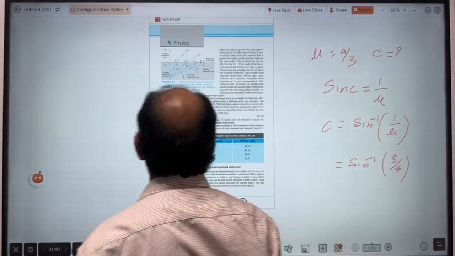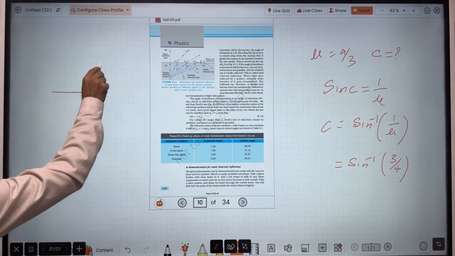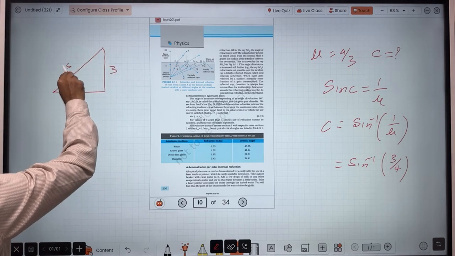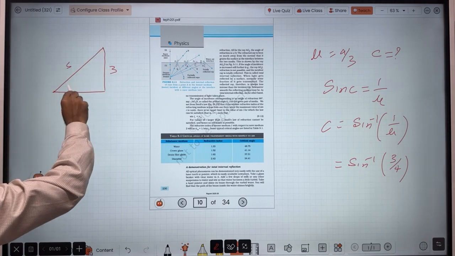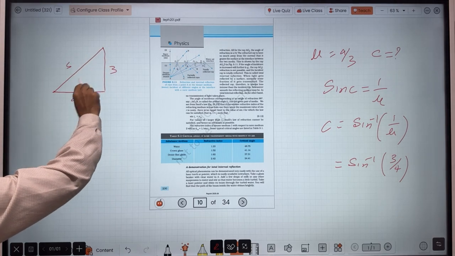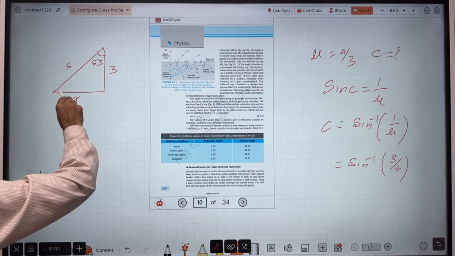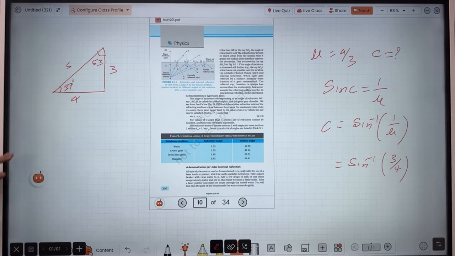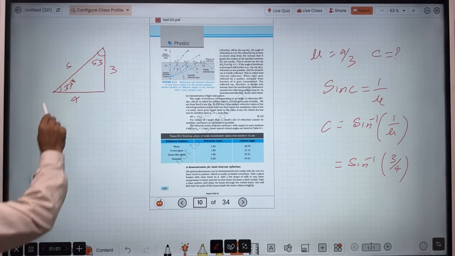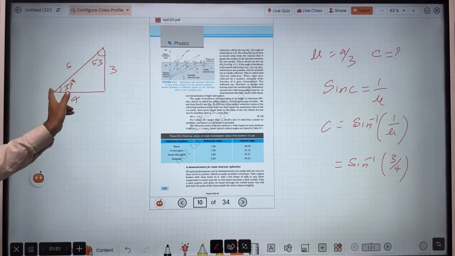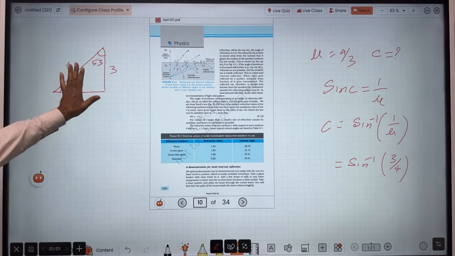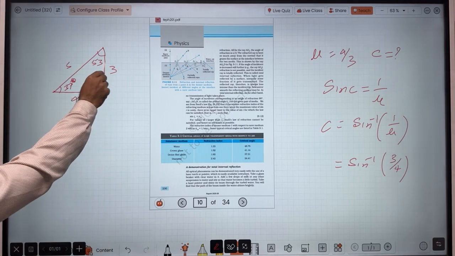Here is one simple trick for Pythagorean triplets. If you are given a triangle with sides 3 and 4, the hypotenuse will be 5. Corresponding to this, the angles can be written as 53 degrees and 37 degrees. Corresponding to 4, this is the bigger angle, and corresponding to 3, this is the smaller angle, so that you can remember. This is valid for 37 and 53 only.